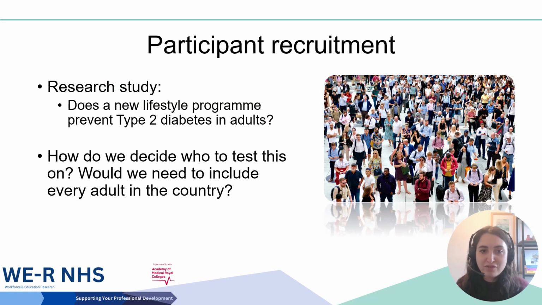Imagine that you're doing a research study where you want to see whether a new lifestyle program can prevent type 2 diabetes in adults. How would you decide who to test this lifestyle program on? Would we need to include every adult in the country to know if it's effective in preventing type 2 diabetes? This clearly wouldn't be feasible. Therefore, we need to create a sample of the whole population to use in our research.